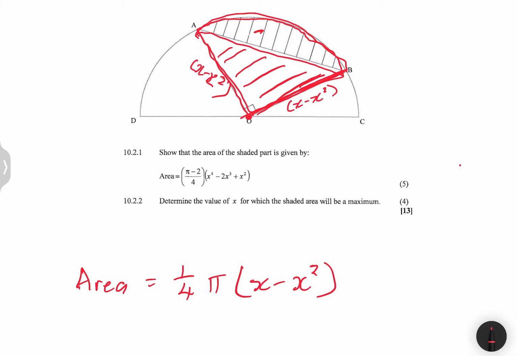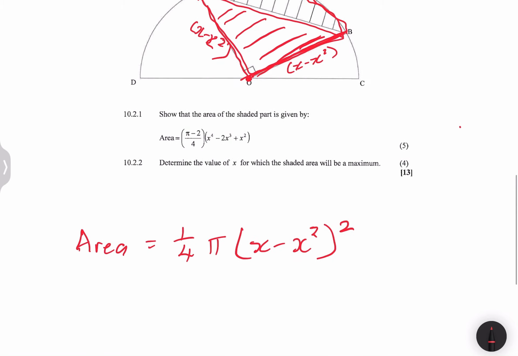Our radius, by the way, is x minus x squared, but remember it's pi r squared, so we must square this entire thing. Okay, right, so that's the area of the arc there. So then I need to actually just label this, number this. Okay, so now we take the area of the triangle.